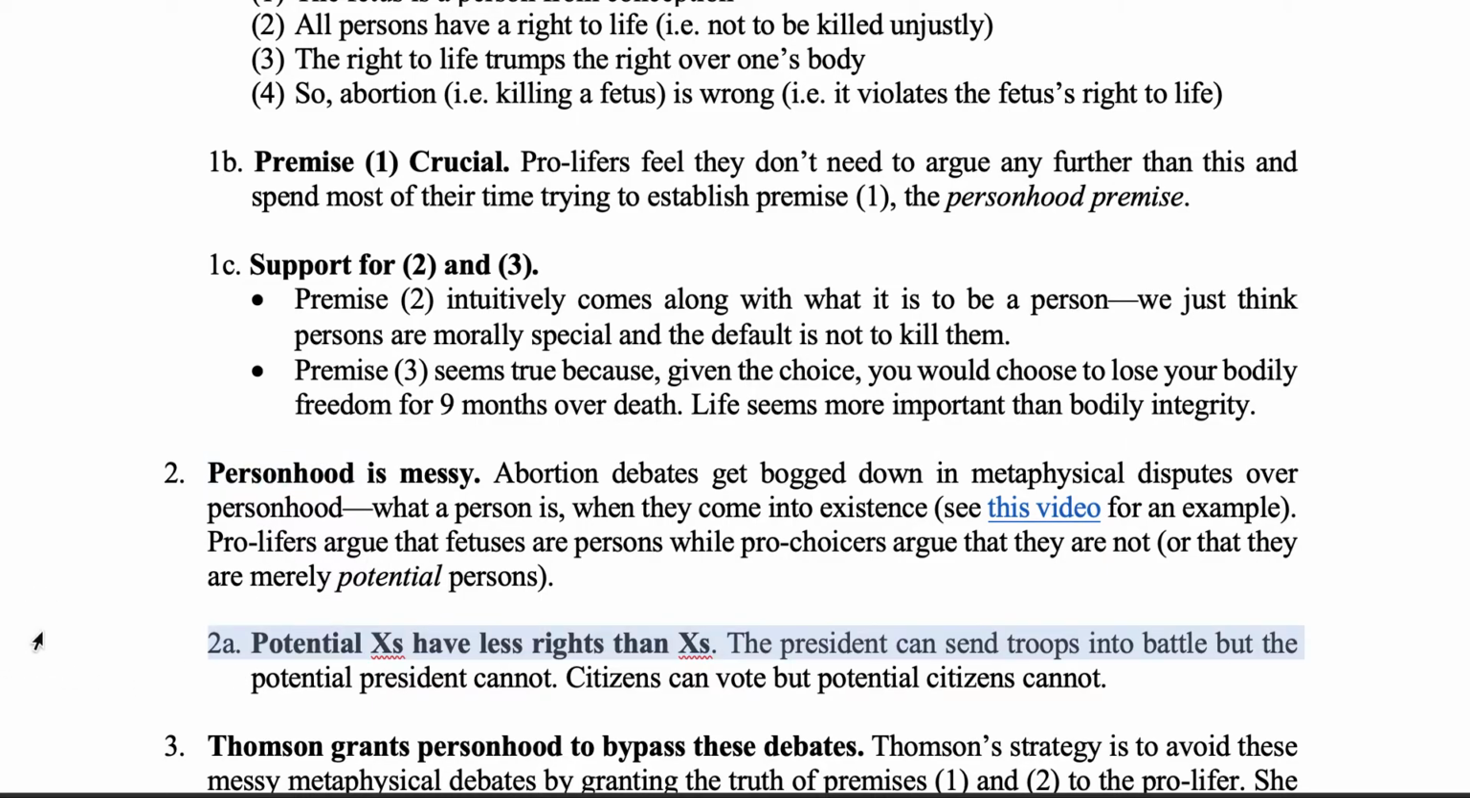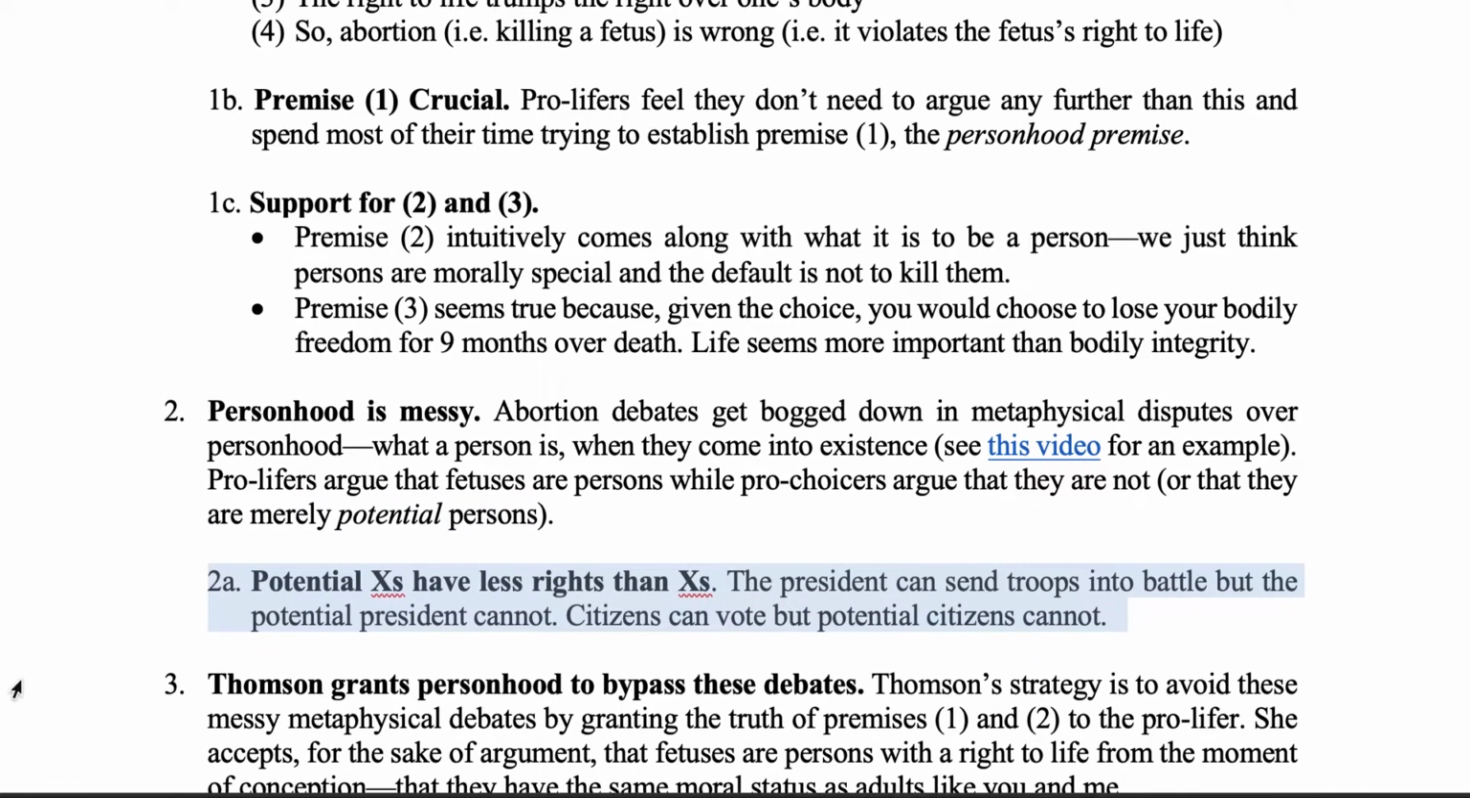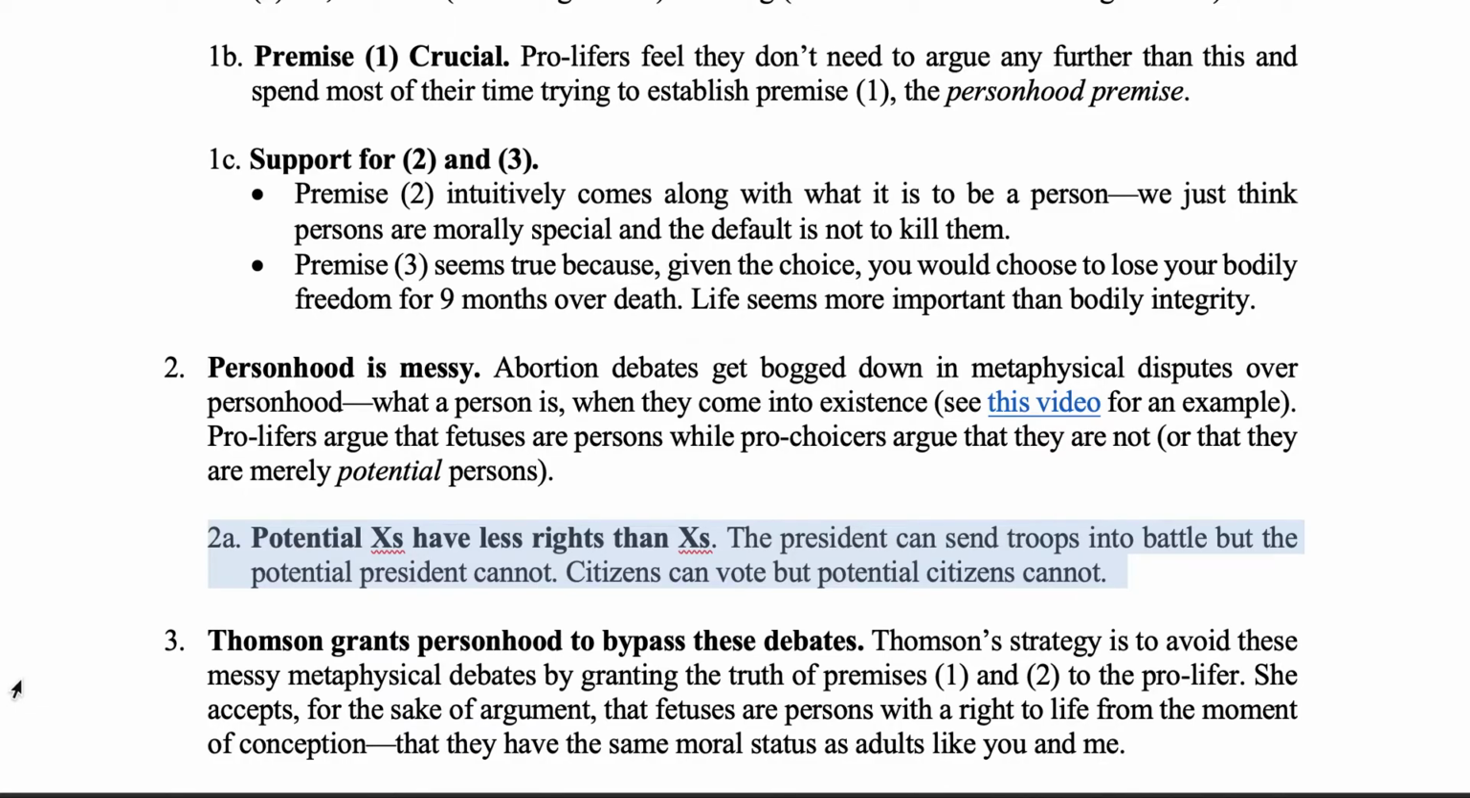And Thomson's like, this is really messy. They would say potential X's have less rights than X's, so the president can send troops into battle, but the potential president can't. Citizens can vote, but potential citizens can't, and so this would be a pro-choicer kind of thing. Either they're not persons or they're merely potential persons, and that lowers their rights. But Thomson basically says, let's get away from this. Let's get away from this argument about whether fetuses are persons.